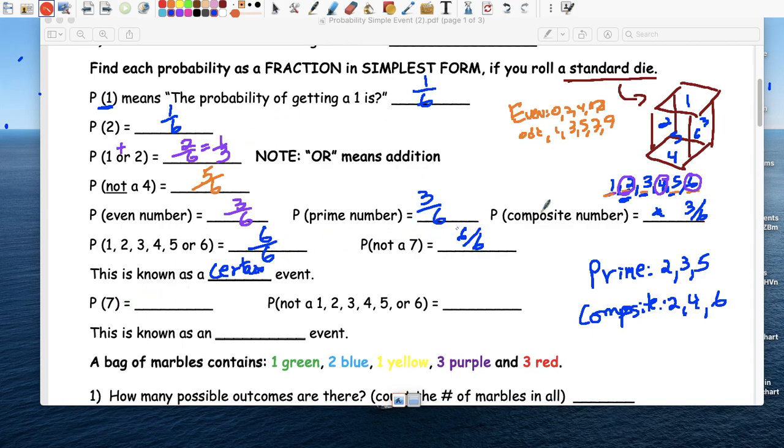P of 7. What's the probability of getting a 7? Well, there is no 7, so that would be 0 out of 6. Not a 1, a 2, a 3, a 4, a 5, or a 6. So none of these. If you get a 1, you lose. That's a bad thing. If you get a 2, you lose. 3, you lose. 4, you lose. 5, you lose. 6, you lose. So this is 0 out of 6. And this is called an impossible event.